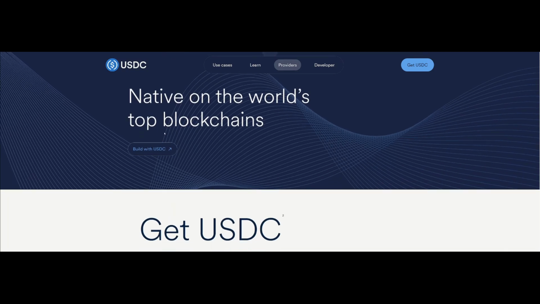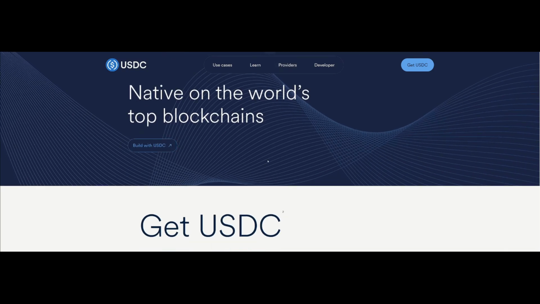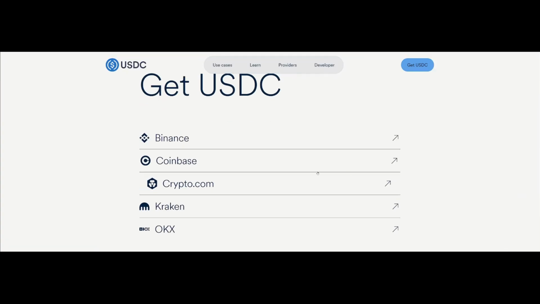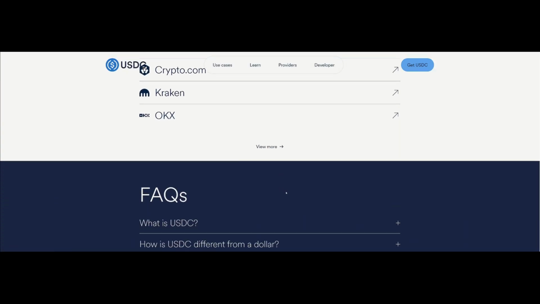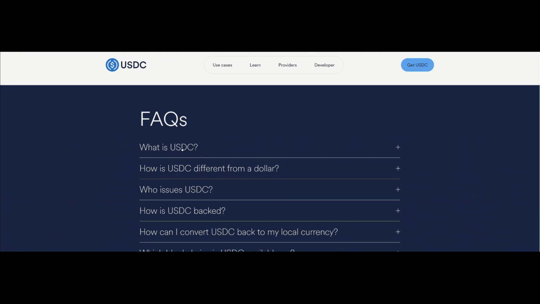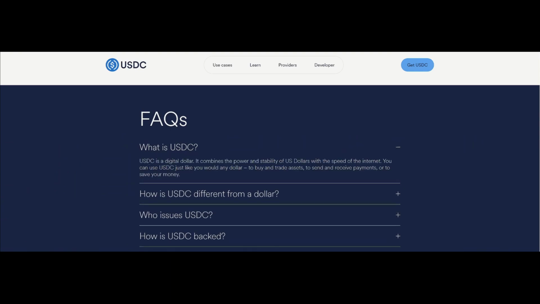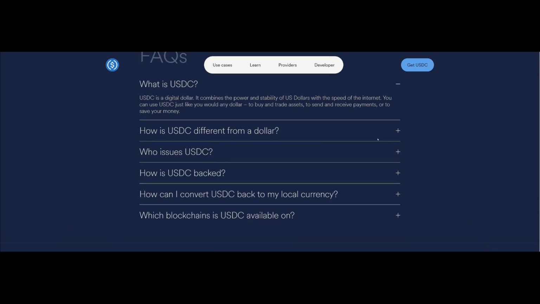All right, native on the world's top blockchains. You see there, USDC. You can get USDC from Binance, Coinbase, Crypto.com, Kraken, and OKEx. Facts. What is USDC? It's a digital dollar. It combines the power and stability of US dollars with the speed of the internet. You can use USDC just like you would any dollar to buy and trade assets, to send and receive payments, or to save your money.